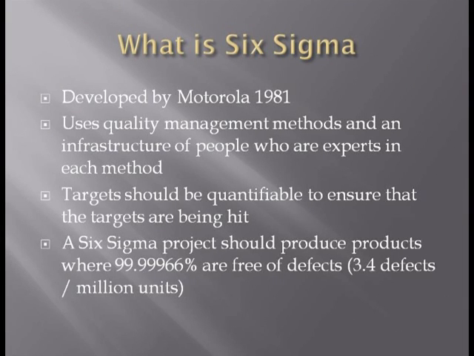Six Sigma was developed by Motorola in 1981. It uses quality management methods and a supporting cast of subject matter experts in each method. Six Sigma creates quantifiable quality targets so that the Six Sigma team can track their quality level. Its ultimate goal is defect-free products. The target metric is 3.4 defects per million units, or 99.99966% defect-free product, which is 6 standard deviations, or sigmas, from the mean.